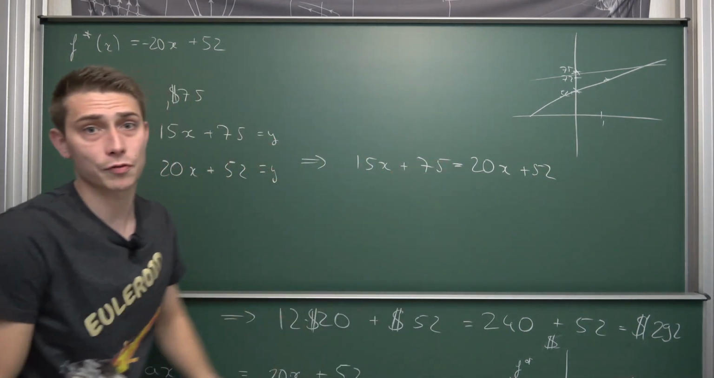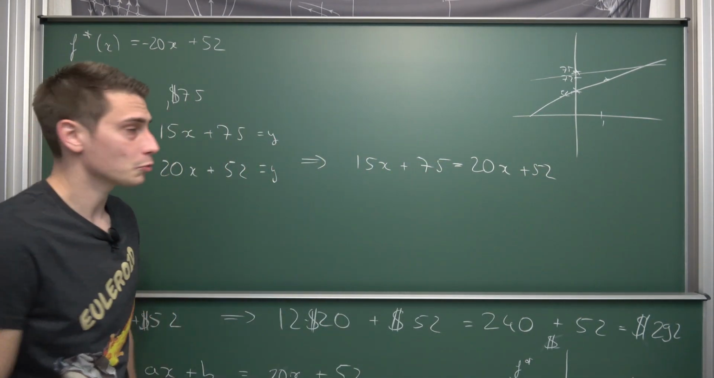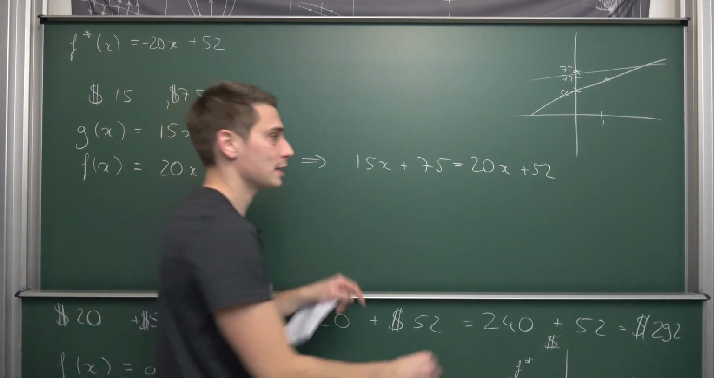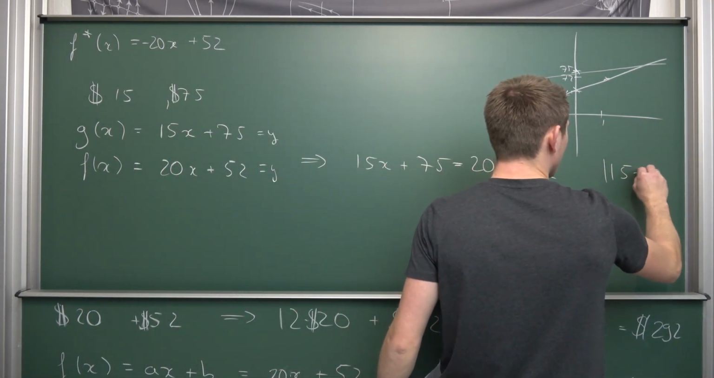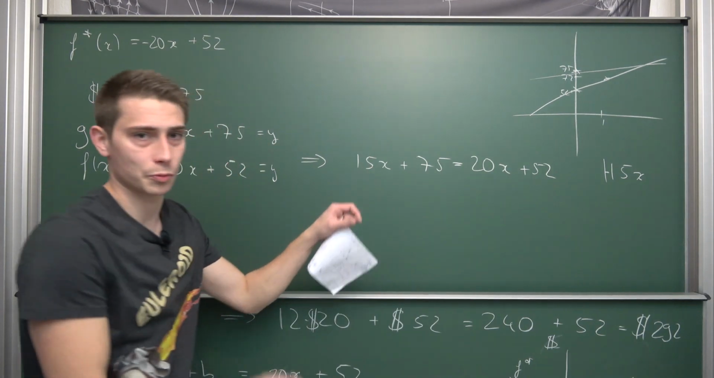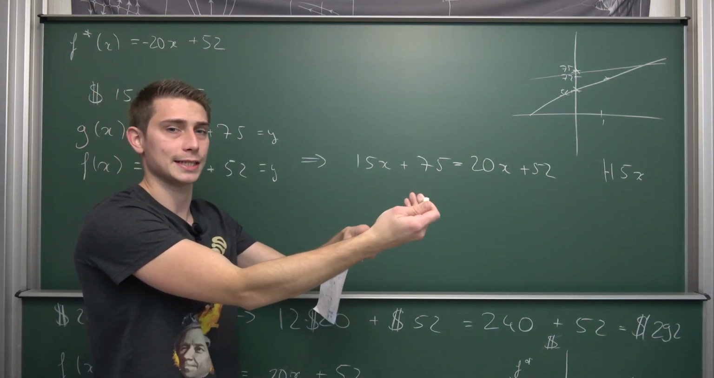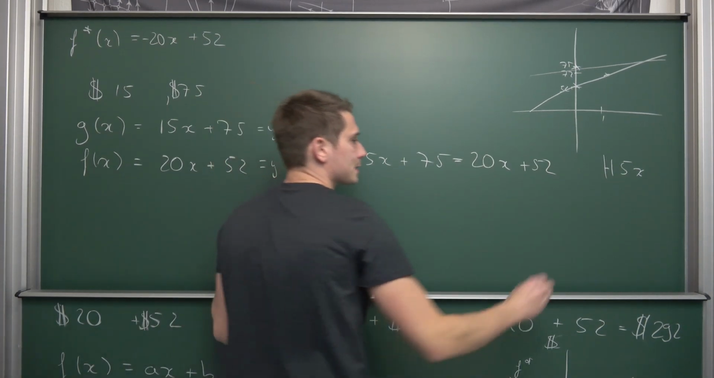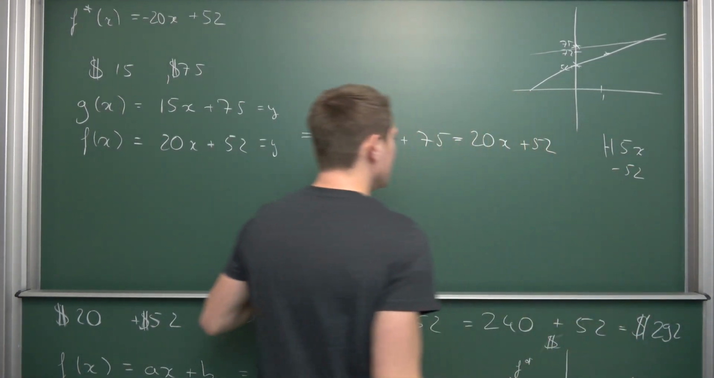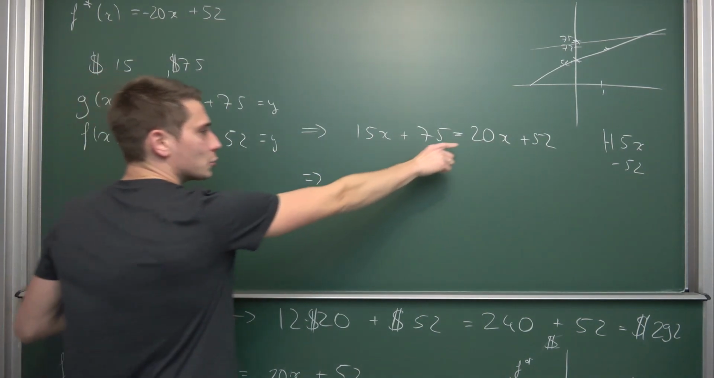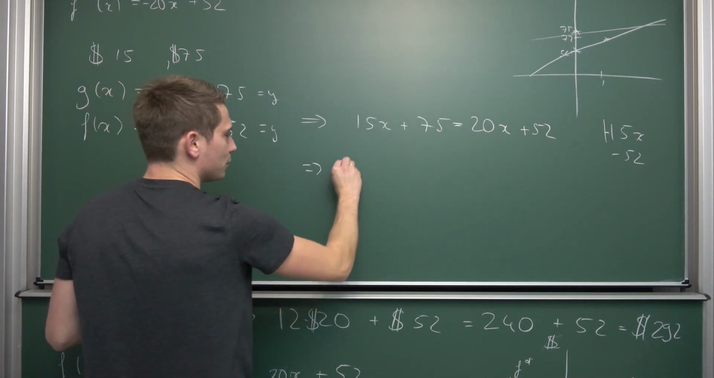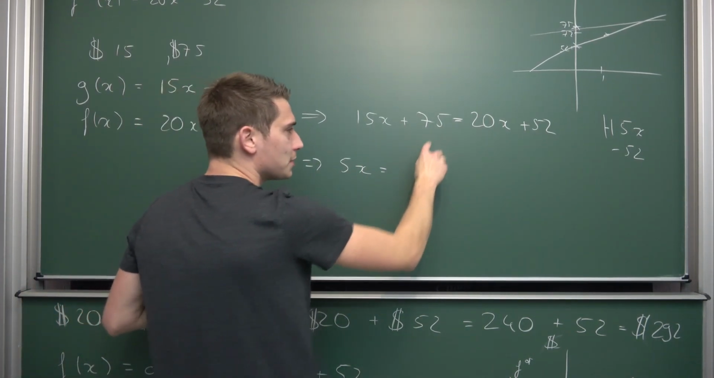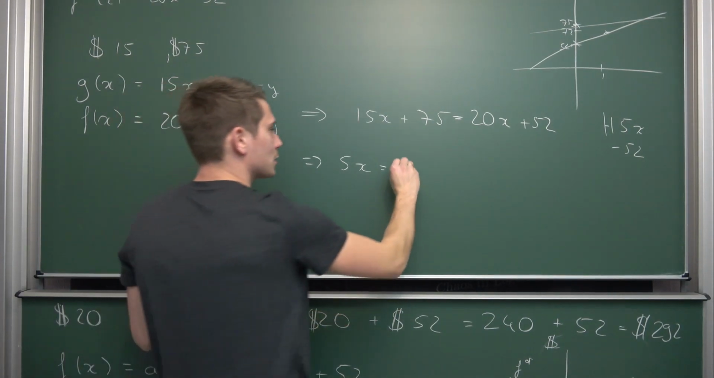And now we are going to solve for our x coordinate. For this, we are going to subtract, for example, 15x on both sides, because we are going to bring everything that's x to the one side and everything that's not x to the other side. And also we are going to subtract 52 on both sides. So minus 52, leaving us overall with, okay, 20x minus 15x is going to give us 5x, is equal to 75 minus 52 is going to give us 23.